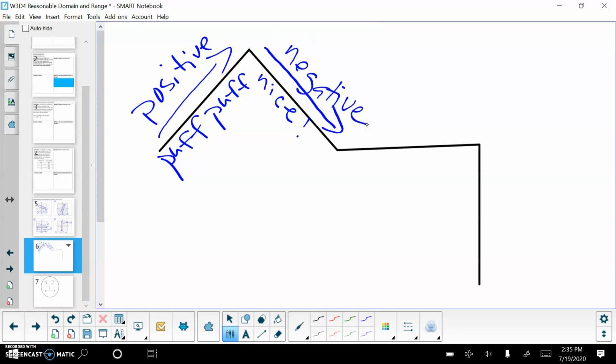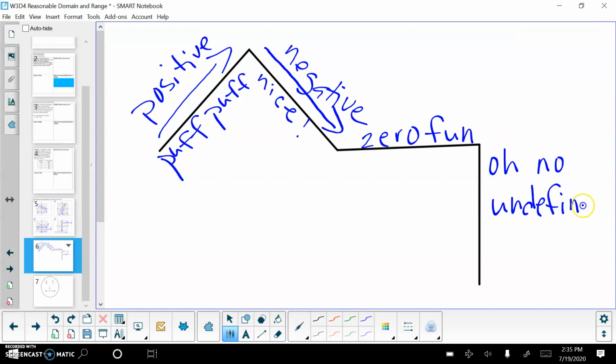The very flat horizontal, he says, this is zero fun, because you're basically just slogging, walking along, but it's hard to do that in skis. And then the last one, the up and the down one, is if he falls directly down, say off the edge of a cliff or something, and he's screaming, "Oh no, undefined." And yeah, it's a little bit hammy, but it helps to remember.